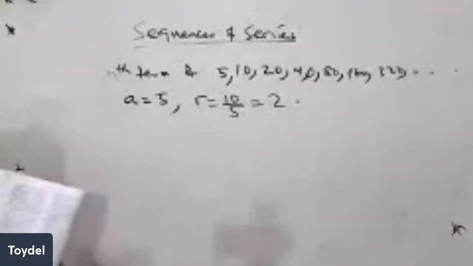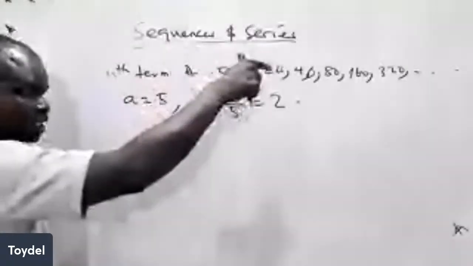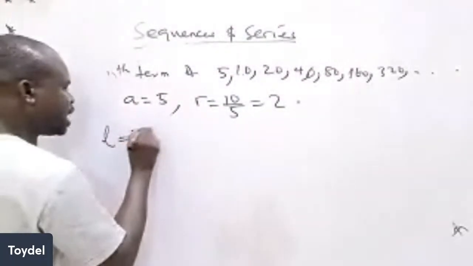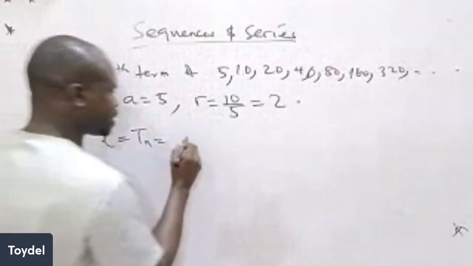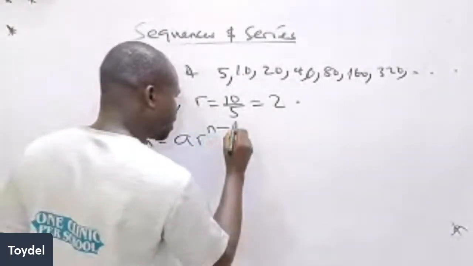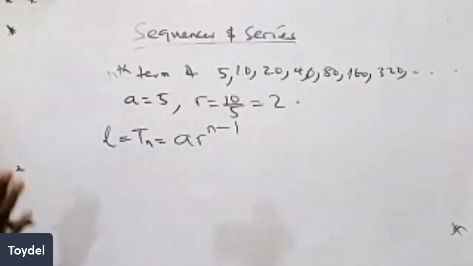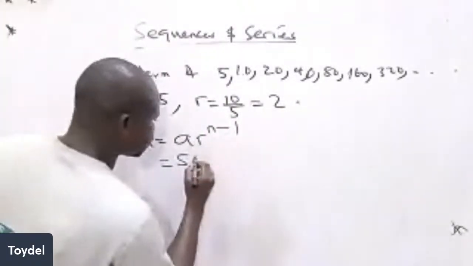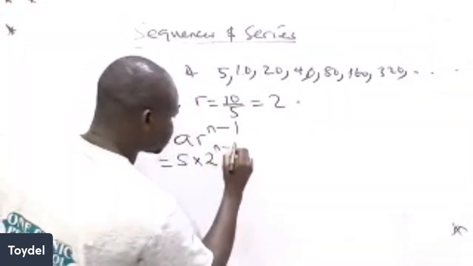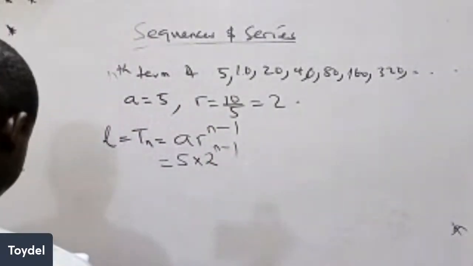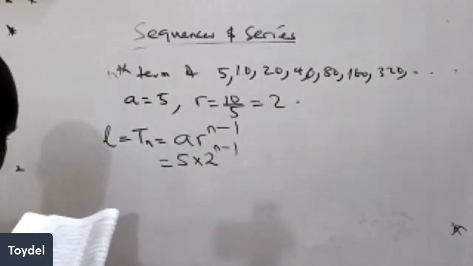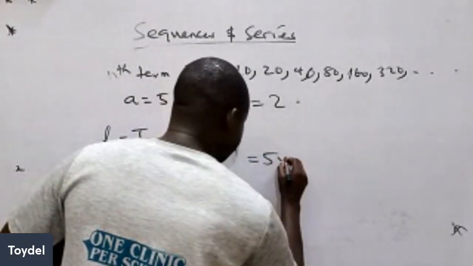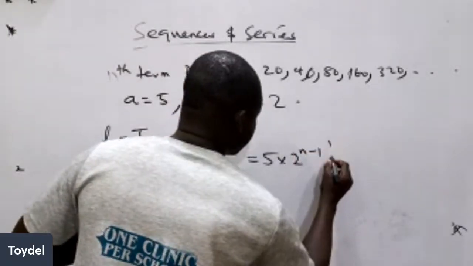So the question says that we should find the nth term or the last term of this GP. By formula, the nth term of a geometric progression is given as ar raised to n minus 1. We know a. So what is a? a is 5, multiplied by r, which is 2, raised to n minus 1. At the end of the day, our answer will be 5 multiplied by 2 raised to n minus 1. That will be the answer.